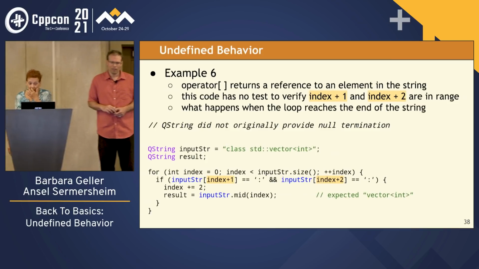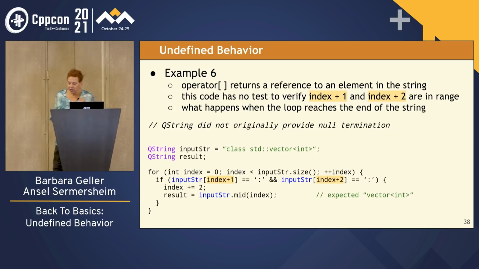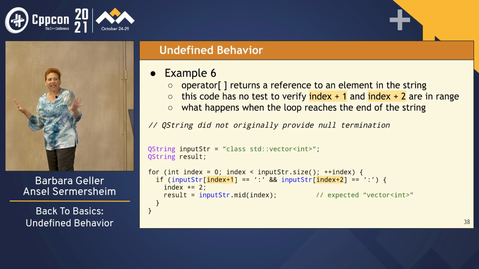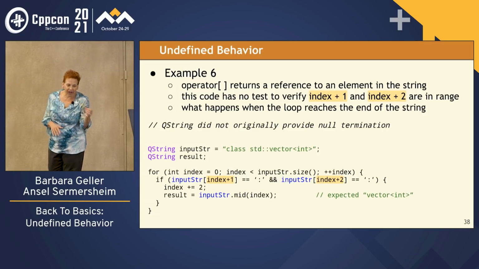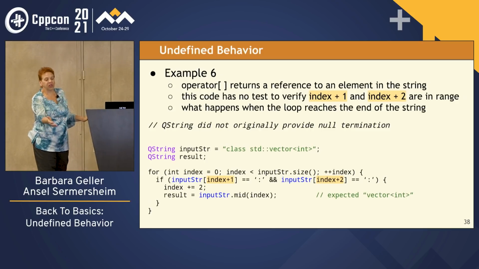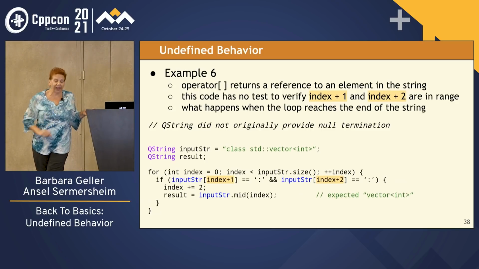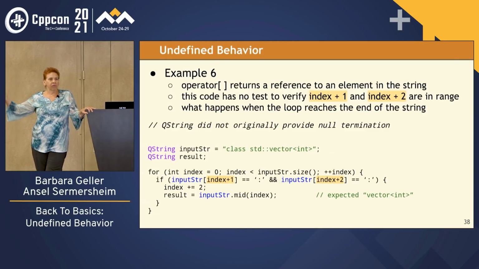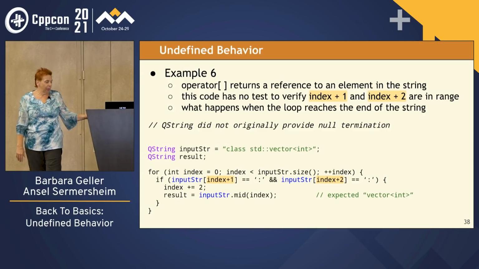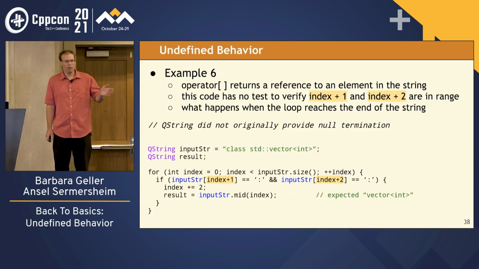So here's another example that's very interesting. We're using a QString. And if you're not familiar with the QString, just think std::string. Now, what's very interesting, and we want to point out, the QString that we were using, this particular class, at the time we had this code, there was no null termination. We have that now, but it wasn't there. So the purpose of this code is to look for everything after the last colon in the string. Treat that as the name of a class.